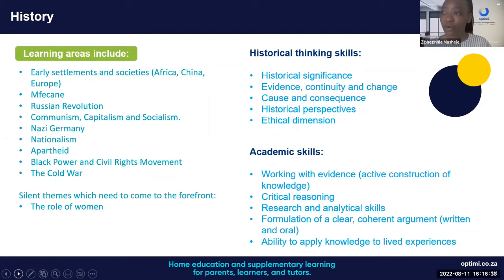And here we try to avoid presentism, like using values that we hold dear now, knowledge that we hold dear now. We just try to look at history from the perspective of historical actors. We then also look at the ethical dimension. Okay, and now I'm going to move on to the academic skills.